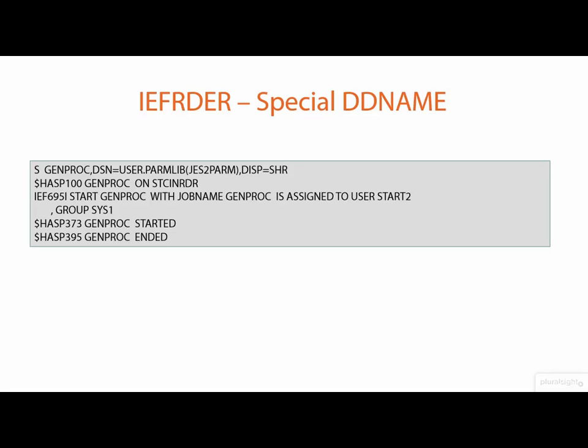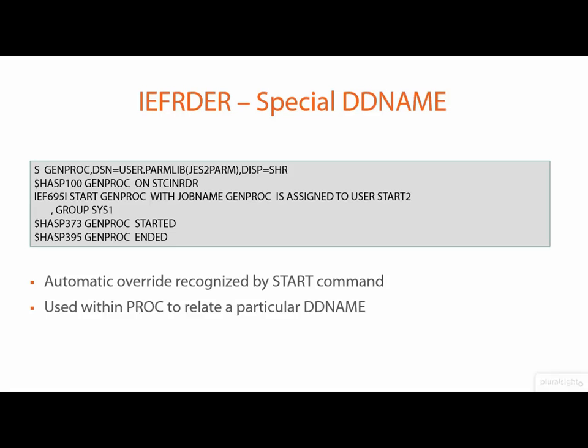Now what's relevant here is that there is no way to override normally. And so one of the facilities within the system is this special DD name called IEFRDER, which allows us to override DD statements that are coded within a proc that we are using in a start command like this. So it'll automatically be recognized when we have this coded. And what's important is these are not symbolic parameters. We are coding these parameters so that they will be generated on this special DD name.